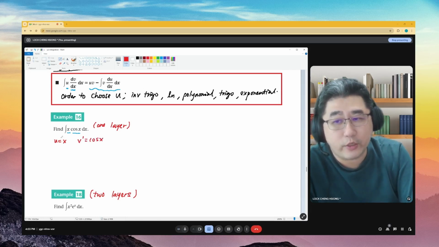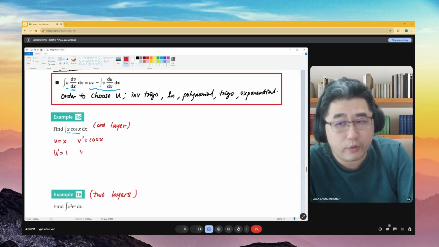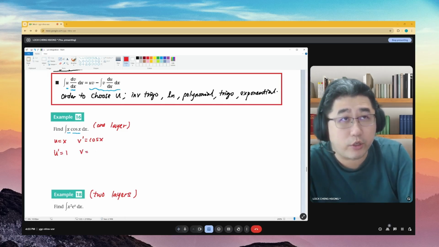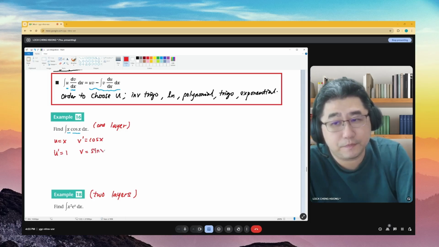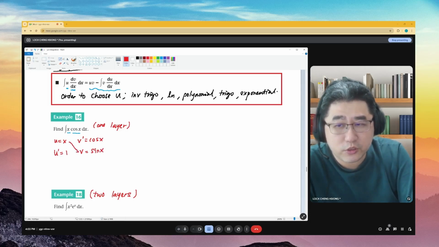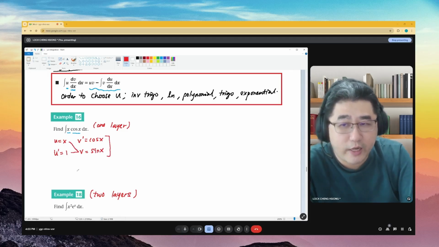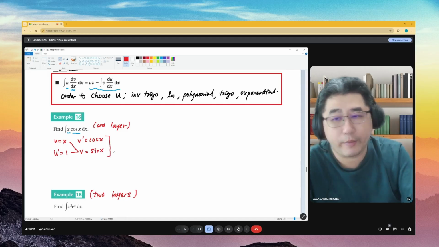Then what happened to my u? The u, I do differentiation: 1. What happened to my v prime? V prime will be integrated, so integrating cos becomes sine. From here you will use this as a pairing. This is 1 time by parts, 1 layer by parts.